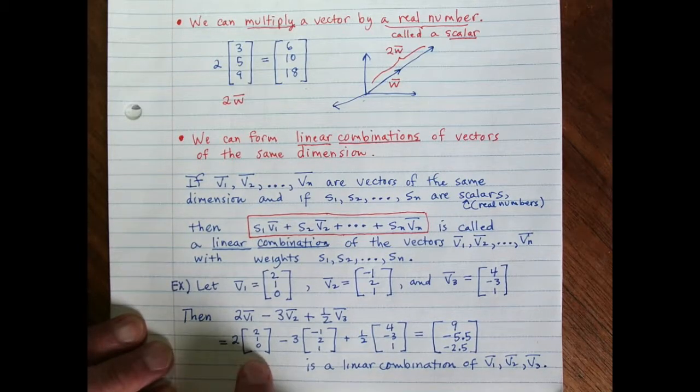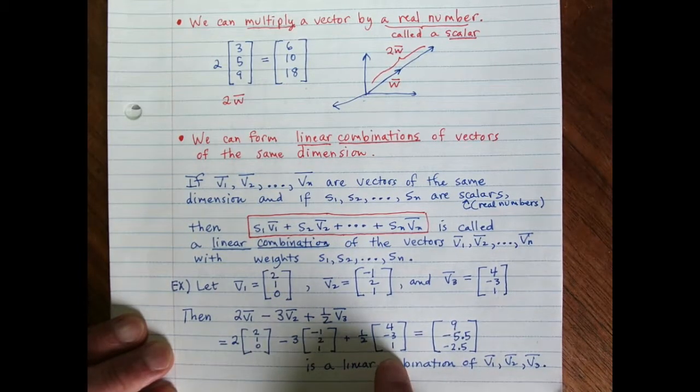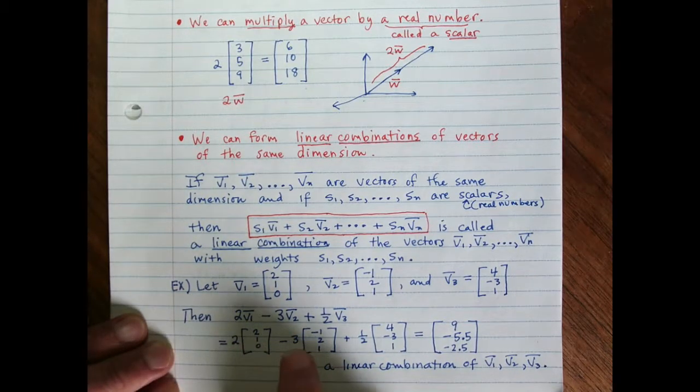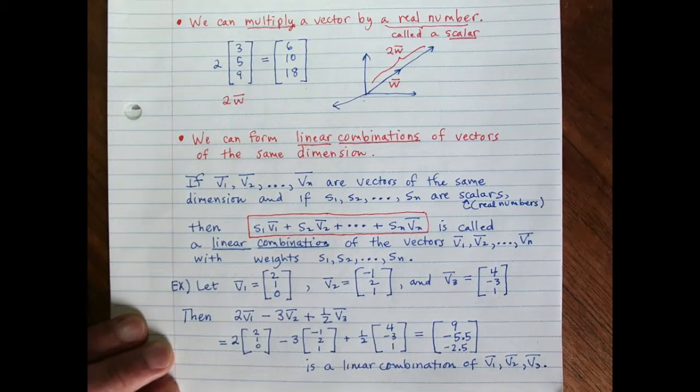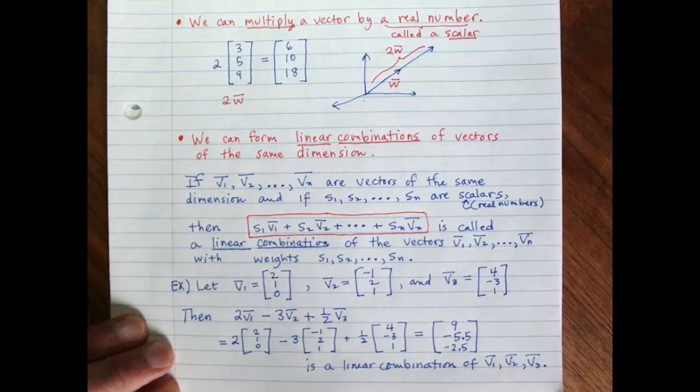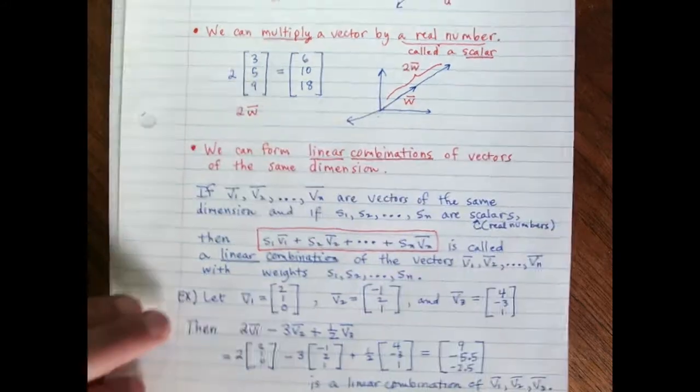And so 2 times v1 minus 3 times v2 plus a half v3 is right here. And the calculation is very easy. Just go through the first row. 2 times 2 is 4, minus 3 times negative 1 is plus 3. 4 plus 3 is 7, plus a half times 4 is 7 plus 2 is 9. So there's the first entry. And you do the same for the second and third. So this vector on the right, 9, negative 5.5, negative 2.5, is this given linear combination of v1 and v2 and v3.